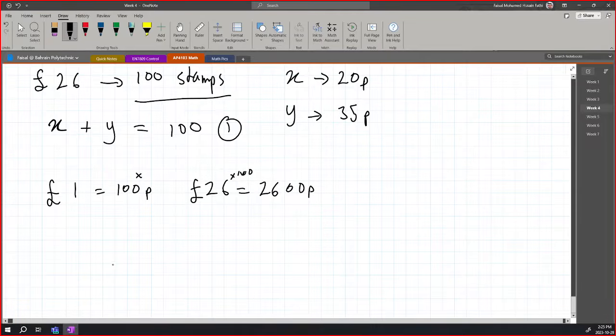Now to continue on, we know that x is 20 pence. For 1 stamp of x, let's say 1 stamp.